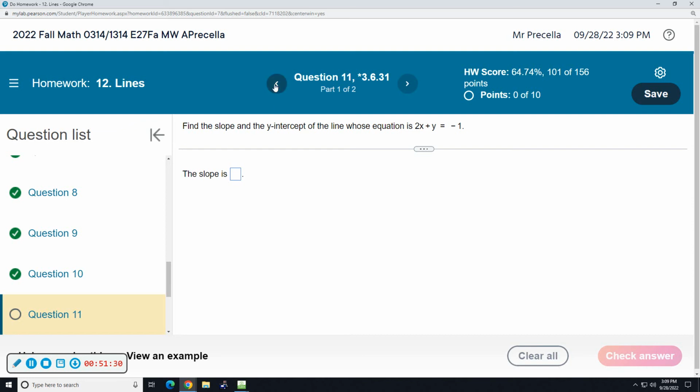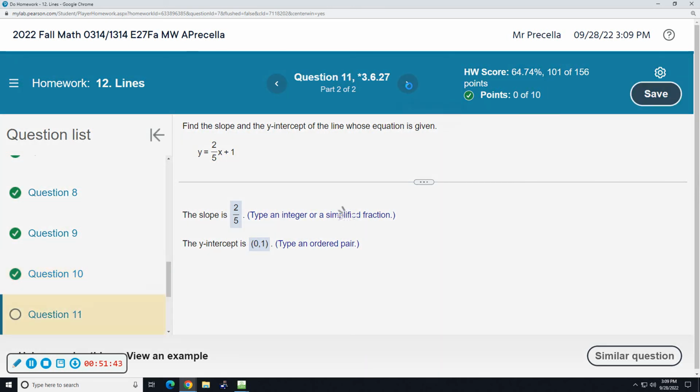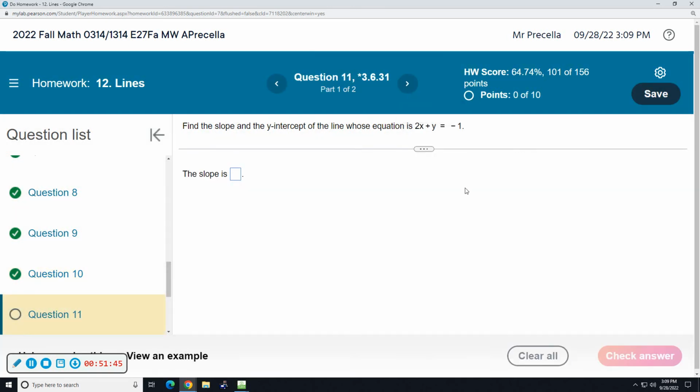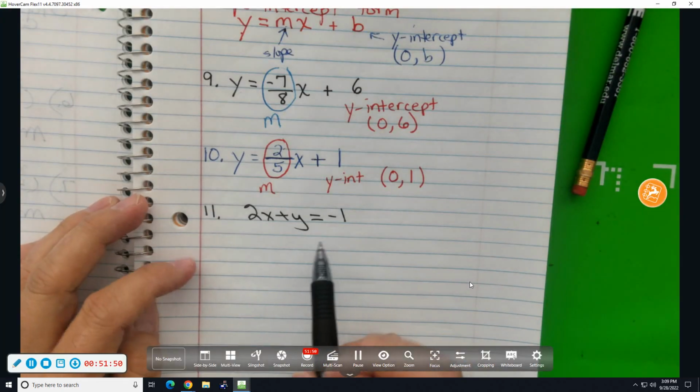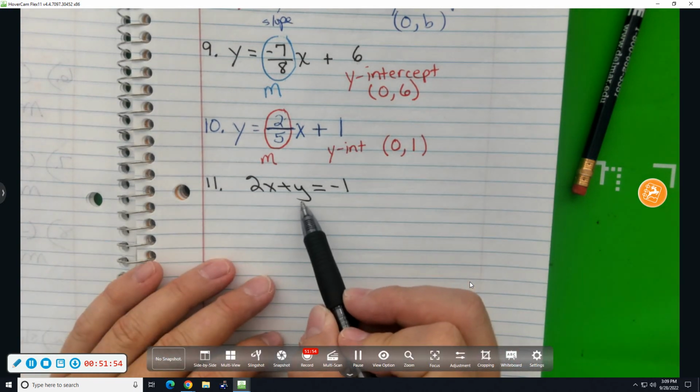I was going to ask first, what's different about this problem versus the previous one? It's not in slope-intercept form. The y on number 10, see the y is by itself. Number 11, the y is not by itself, so we have an extra step here. But it's not a hard extra step. We need to get the y by itself, so what will we do?